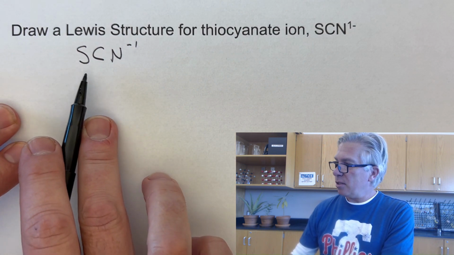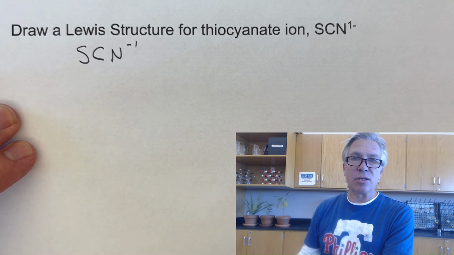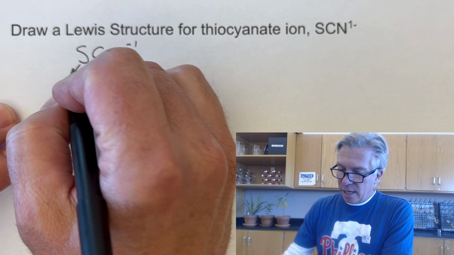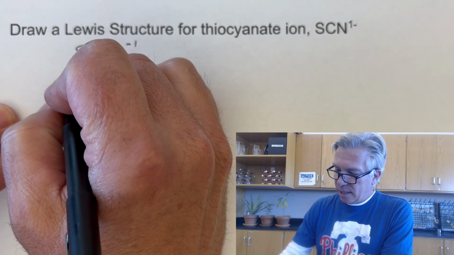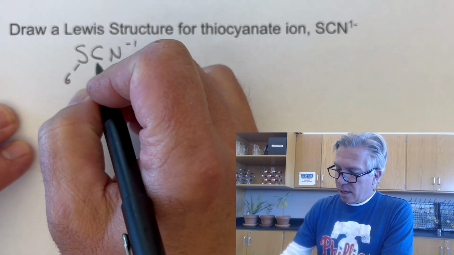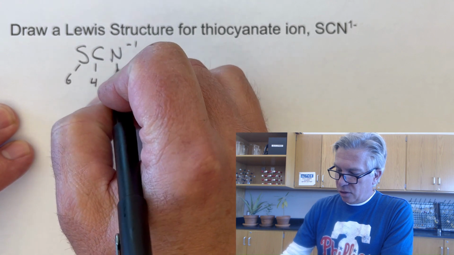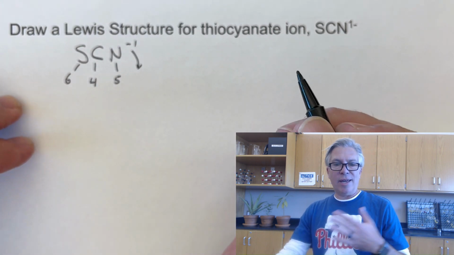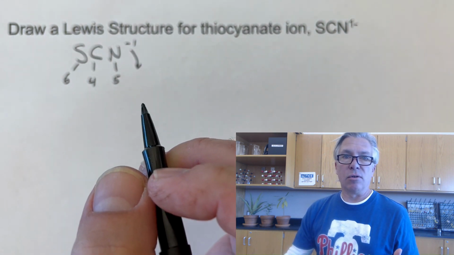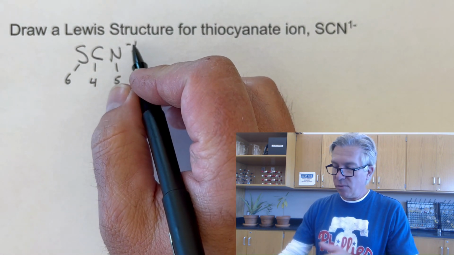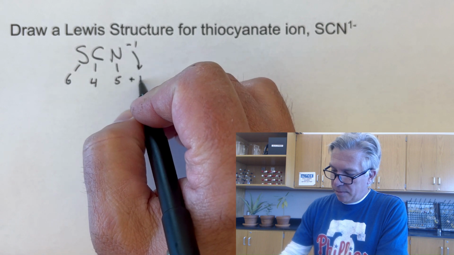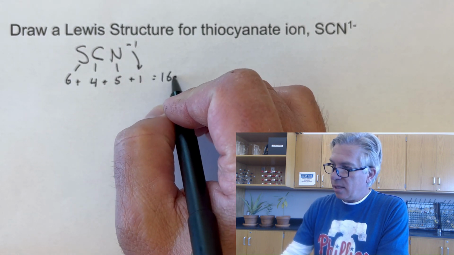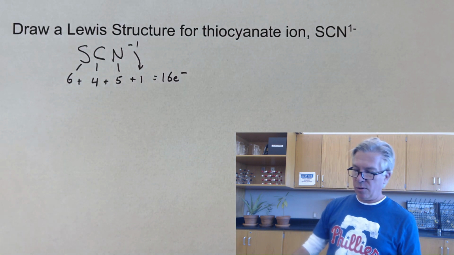So the first step is to add up the total number of valence electrons that you have in your structure. Using your periodic table, you'll find that sulfur is in column 6, so 6 valence electrons. Carbon is in column 4, nitrogen is in column 5. And just a reminder that if you do see a charge, you have to add or subtract to the total for your number of electrons. If it's -1, we're going to add 1 to the total. So I have 16 total electrons here in this structure that I have to work with.